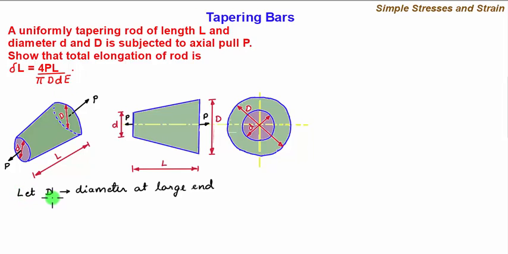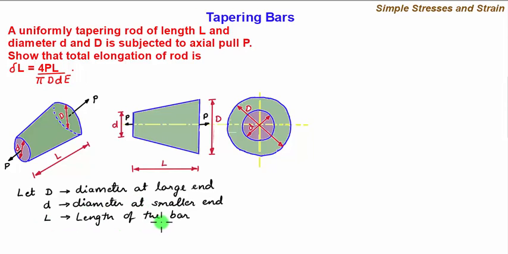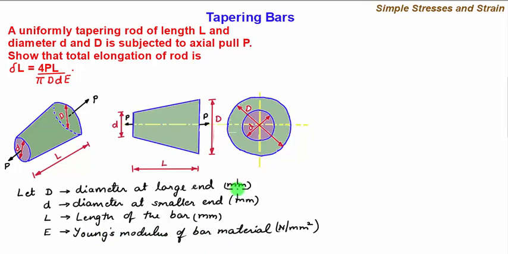So let capital D be the diameter at the large end, small d be the diameter at the smaller end, L be the length of the bar, and E be the Young's modulus or modulus of elasticity of the bar material. The dimensions of all respective parameters are as shown. Now, solution. We apply the elemental approach to solve the problem.